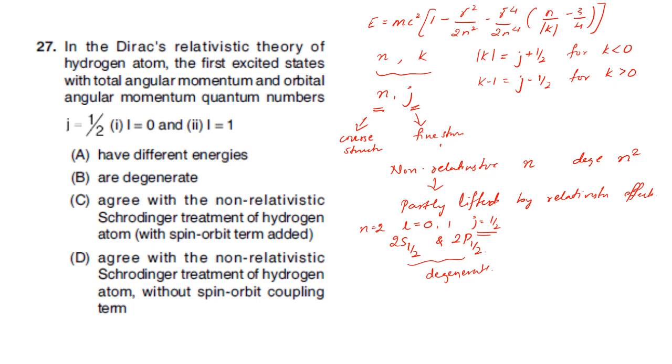And this degeneracy exists also between 3s half and 3p 1 by 2 states, as well as 3p 3 by 2 and 3d 3 by 2 states, etc. So therefore, from Dirac's relativistic theory, you can say that for j is equal to half, L is equal to 0, L is equal to 1, that is 2s 1 by 2 and 2p 1 by 2 energy levels are degenerate.